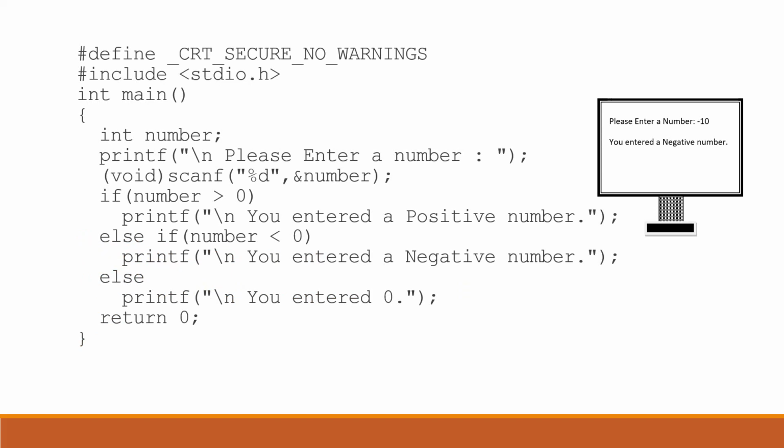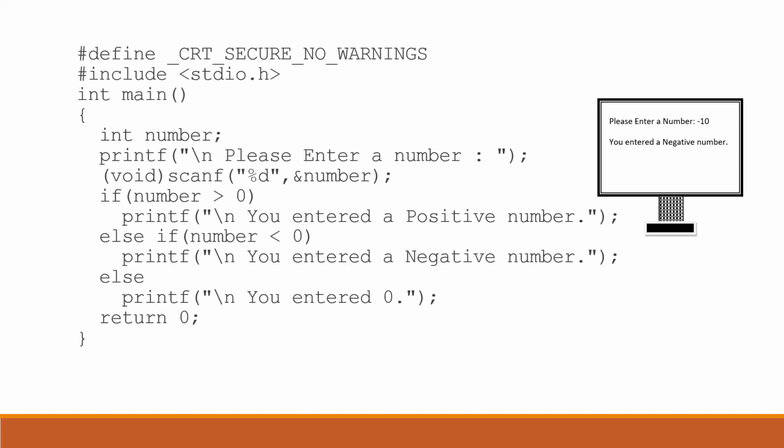Inside the main function, int number, this line declares an integer variable named number to store the user input. printf("\n Please enter a number"), this line prints a message asking the user to enter a number. scanf("%d", &number), this line reads an integer value entered by the user and stores it in the variable number. The program uses if, else-if, and else statements to determine whether the entered number is positive, negative, or 0.